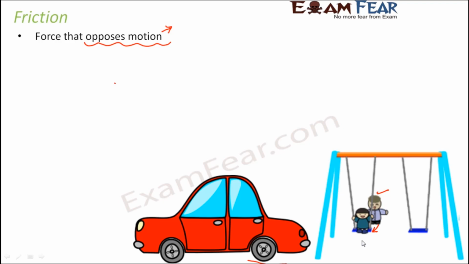So why do you stop? That's again because of the frictional force of air. There is some kind of friction between air and the swing, and as a result, over a period of time it comes to rest. So this type of force which opposes motion is called friction or frictional force.